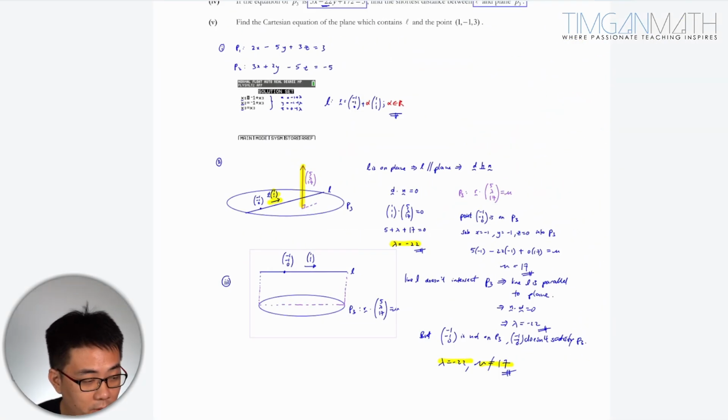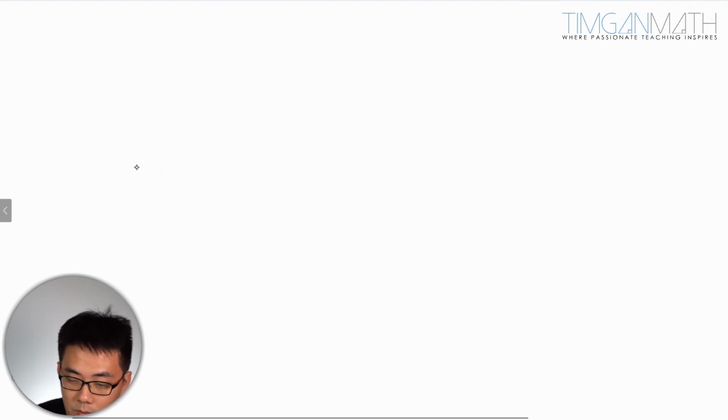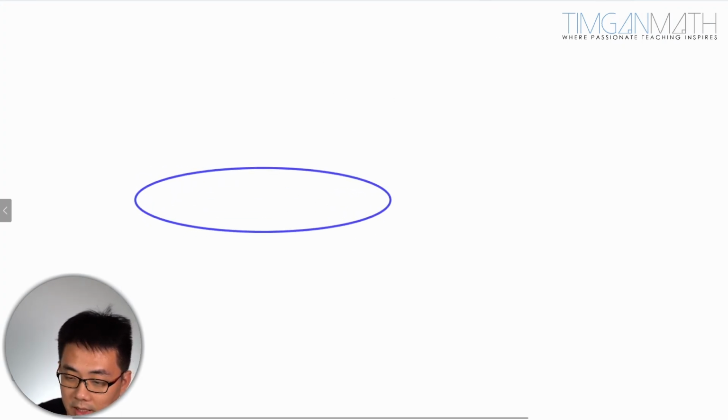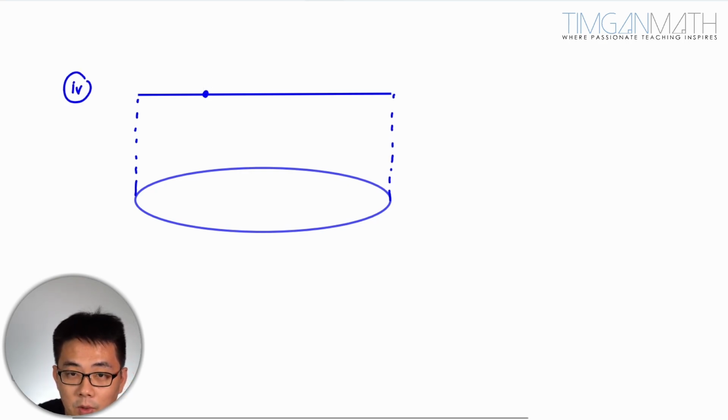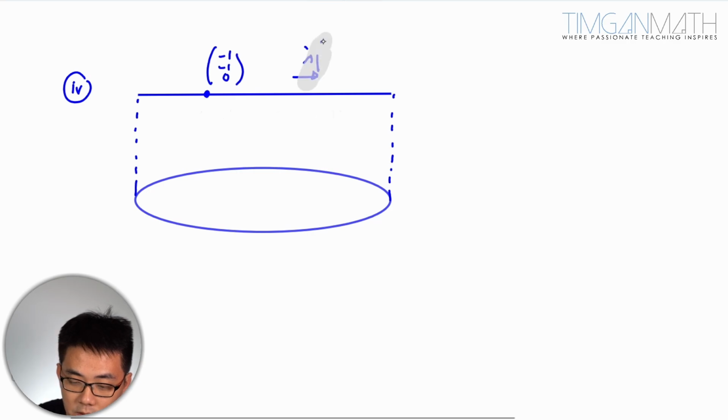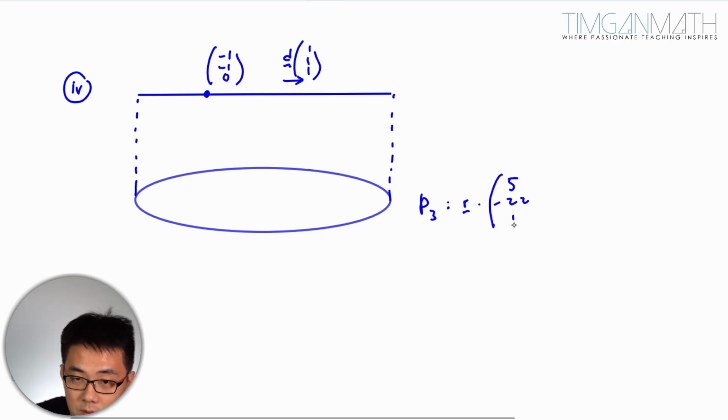Okay, so I'm going to draw a new diagram behind here. So we have this line here. The line here is L. They're parallel to each other. And after which we have this is part 4, right? So this point here on line L, we had the point just now, which is (-1, -1, 0), and the direction D will just be (1, 1, 1), and this P3 here now is r dot (5, -22, 17).